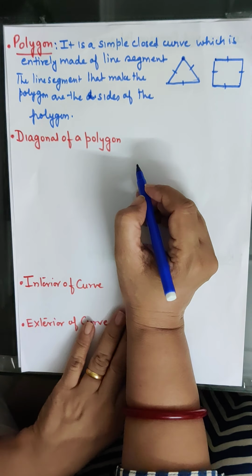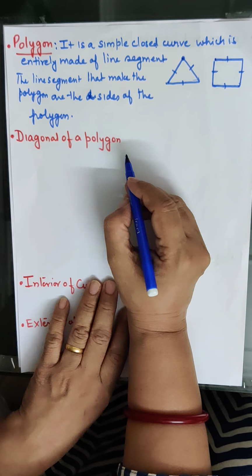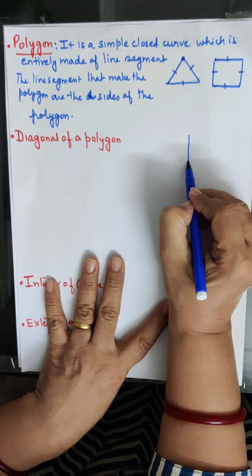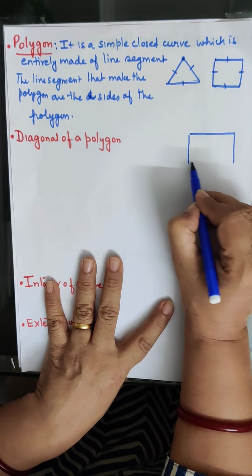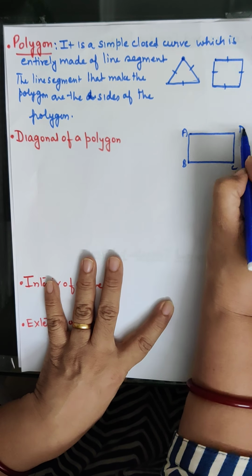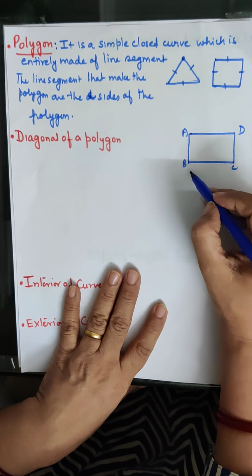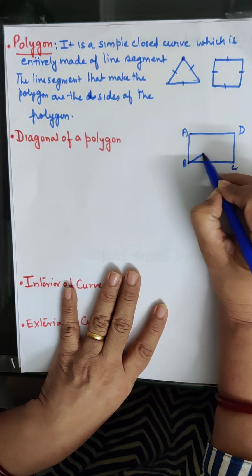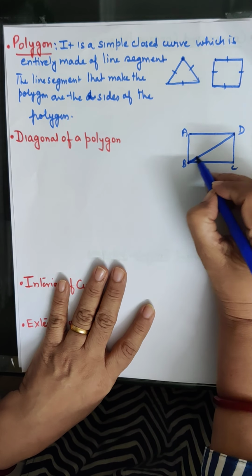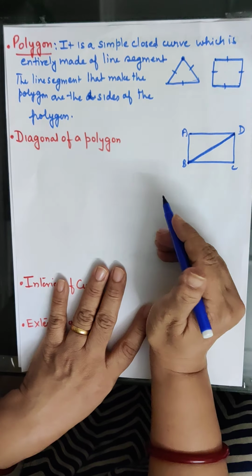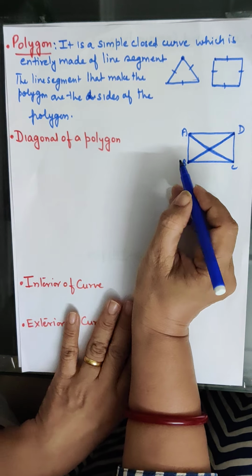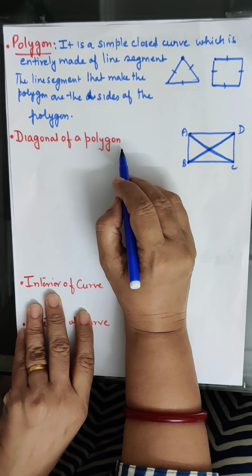All right. Now coming to the diagonal of the polygon. What is the diagonal of the polygon? ठीक है. Now let us draw one polygon. I have drawn a rectangle. Okay. A, B, C, D. In the previous class, we have already learned what are the diagonals of the rectangle. This is the diagonal of the rectangle. ठीक है. So we can say this is the diagonal of the polygon. This is also the diagonal of the polygon.